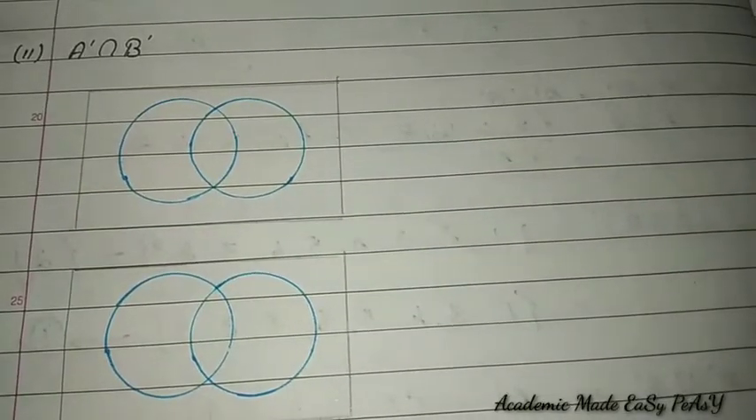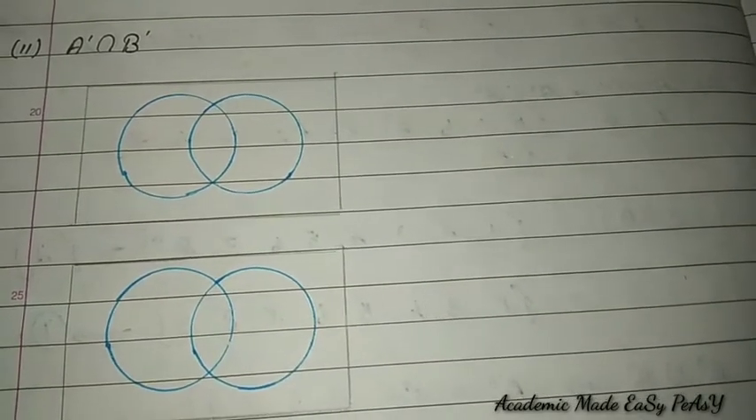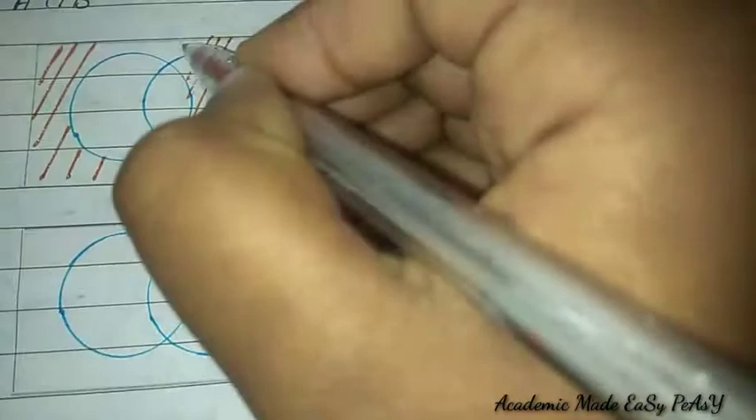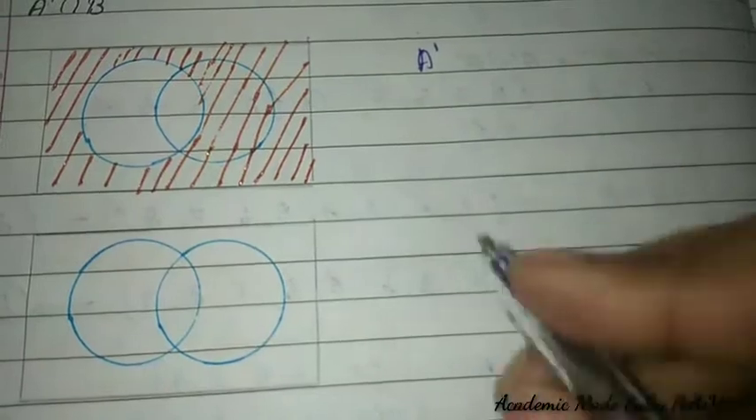Next one, A dash intersection B dash. Over here, what you have to do is, look, first you will do A dash alone. What is A dash here? A dash means except A. For A dash you have to shade the entire region except A. So here, this is my A dash. Is that clear?